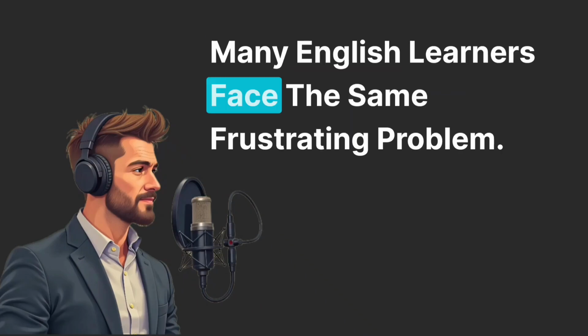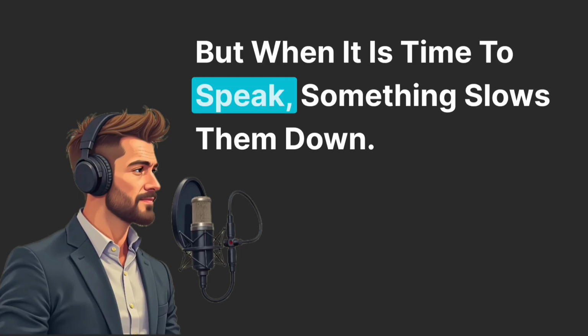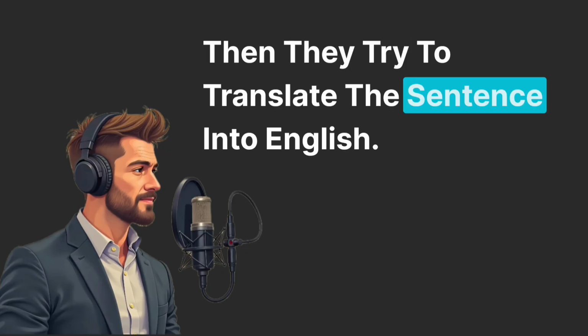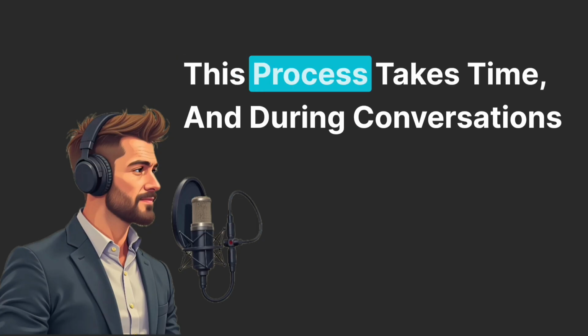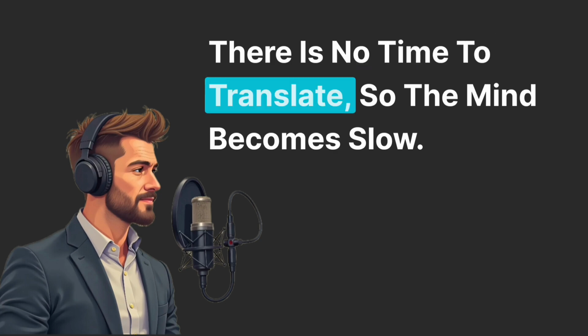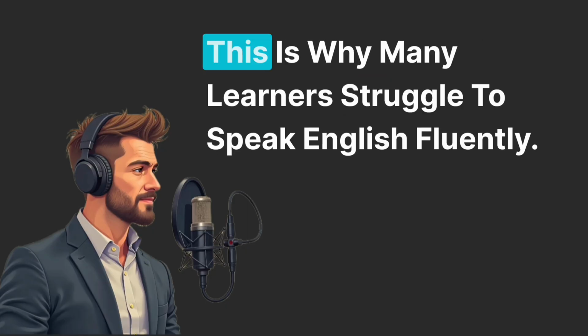Many English learners face the same frustrating problem. They understand English, they know vocabulary, they know grammar rules. But when it is time to speak, something slows them down. They first think in their native language. Then they try to translate the sentence into English. This process takes time, and during conversations, there is no time to translate. So the mind becomes slow, words disappear, and speaking becomes difficult. This is why many learners struggle to speak English fluently.